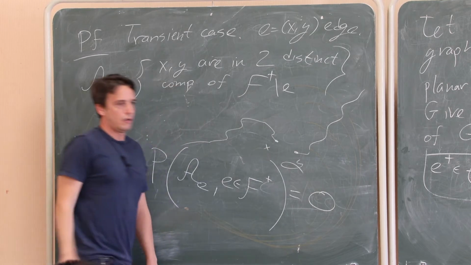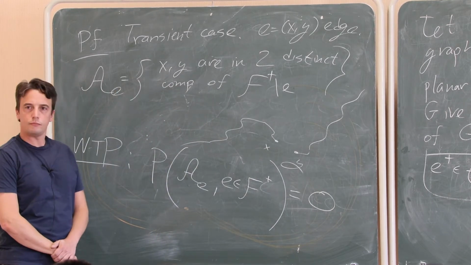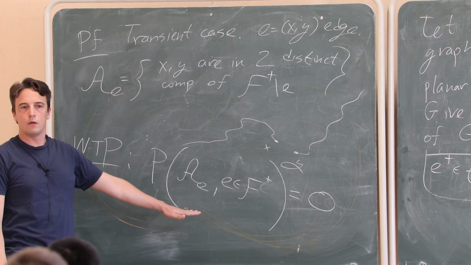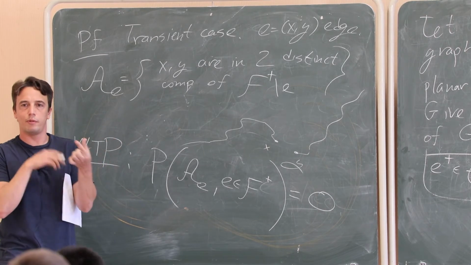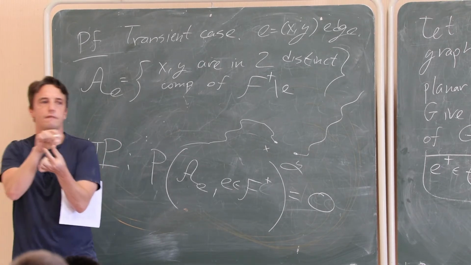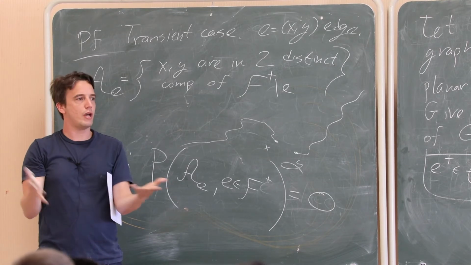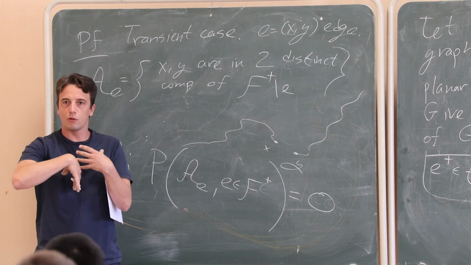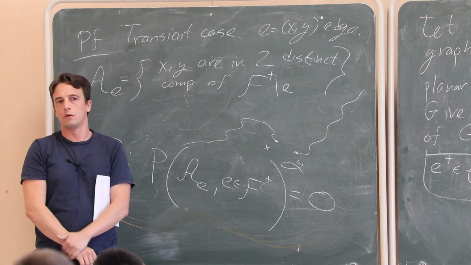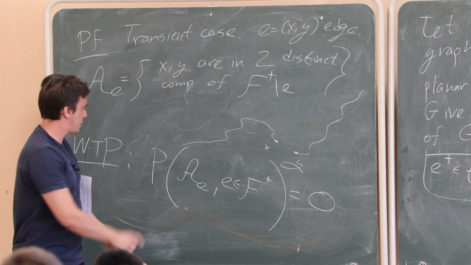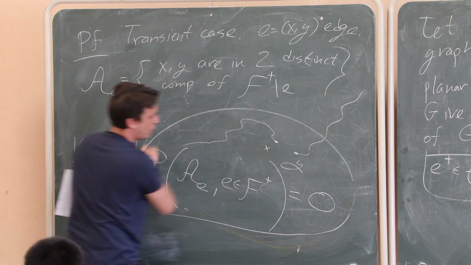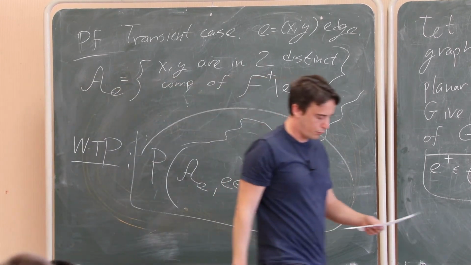Everybody agrees with me? Because then we learned that for every edge, the probability that this edge is part of a bi-infinite path is 0. We have countably many edges, so the probability that it holds for some edge is 0. Okay, so this is what I need to show. Let me prove it to you.